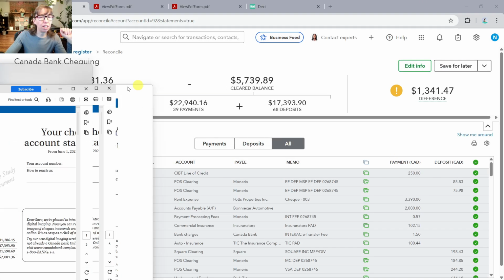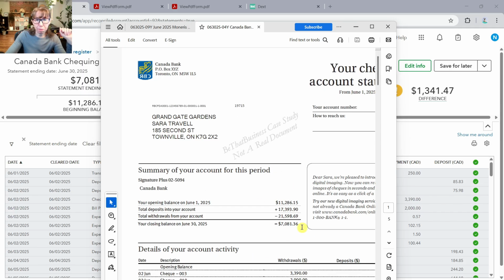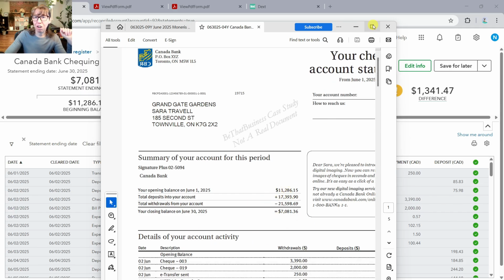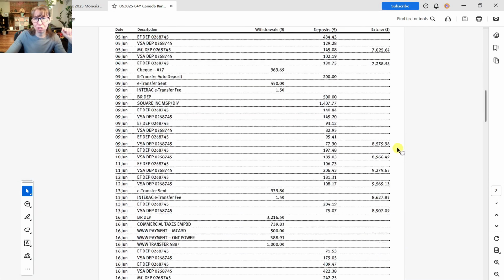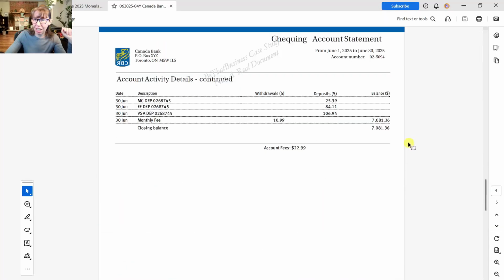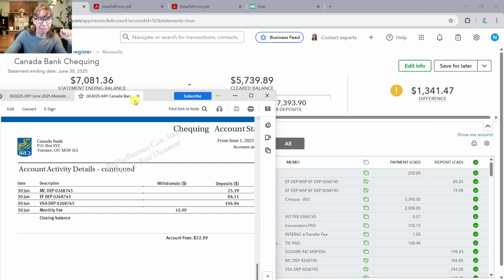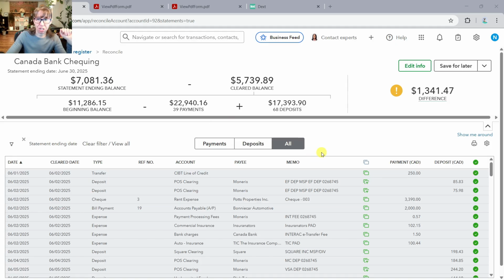And just a note, not all statements have it nice at the top. I know, for example, TD, you've got to scroll all the way down and just visually see what the closing balance is in the middle of the statement. So that's just a side note. And disappointingly, it's showing a difference of 1341.47. So now we've got to figure out why it's showing a difference.